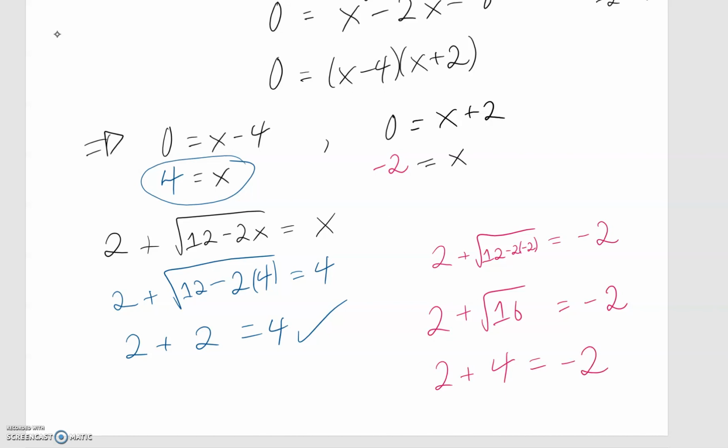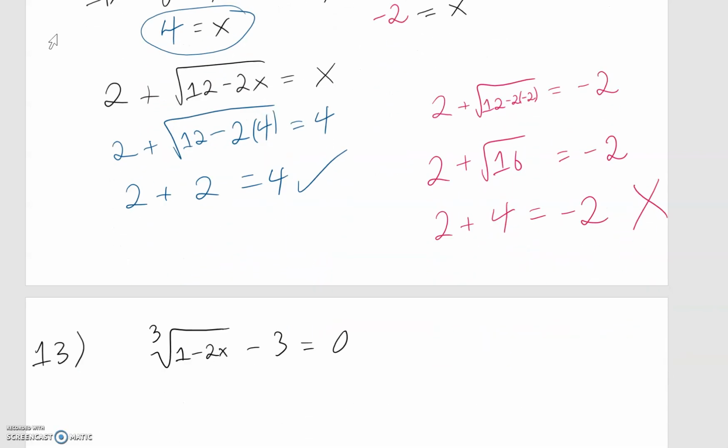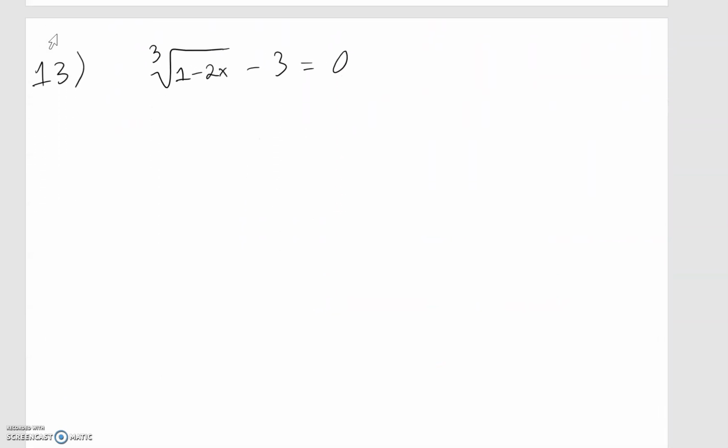So this one obviously does not work, right? 2 plus 4 does not equal minus 2. So your only solution then is x equals 4, and I had circled that here. So it's extremely important when we tackle these problems that we check our solutions. So I'm going to work on another problem before ending this video.